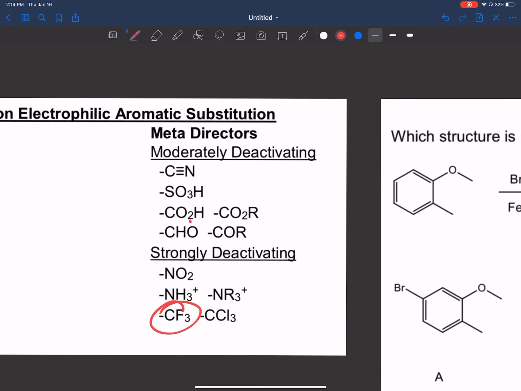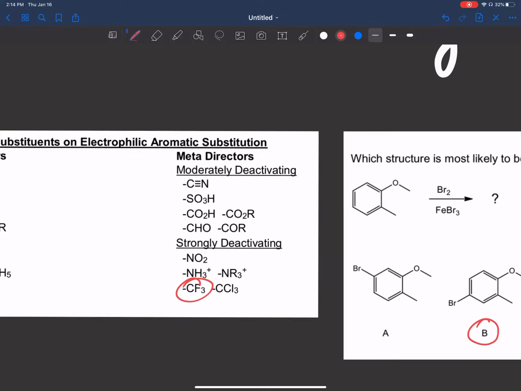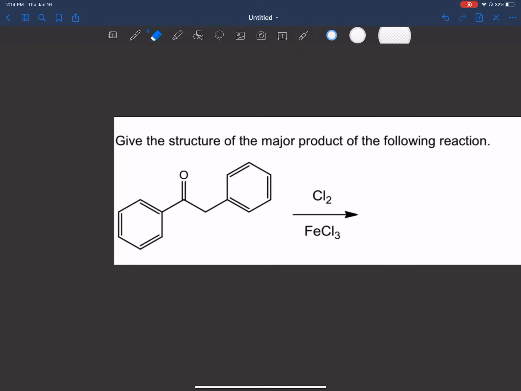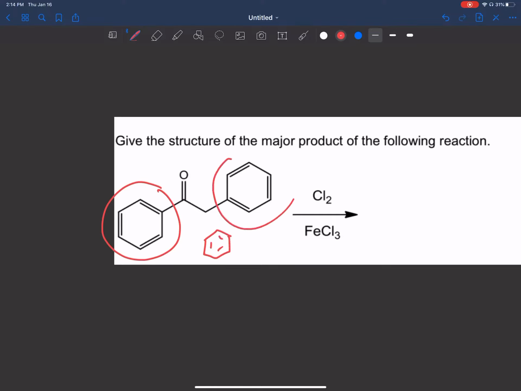you have this CHO. It's an aldehyde, right? It's similar enough. And that is going to be a withdrawing group, right? These are deactivating groups. So that means this benzene is deactivated and does not react as fast as a normal benzene would. So let's look at this benzene over here now.